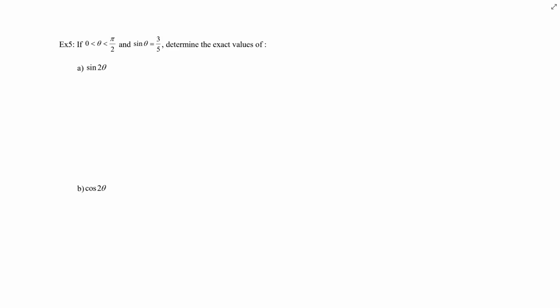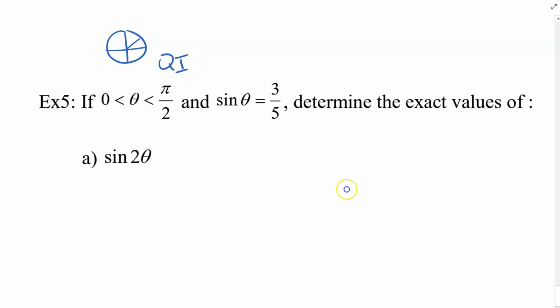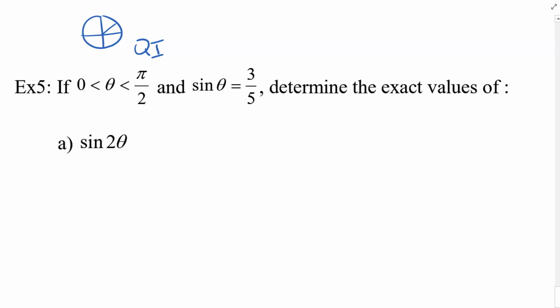All right, here we are on our final stretch, example 5. If theta is between 0 and pi over 2, and we're given what sine is there, I'm thinking, which quadrant is that? Let me just look at that first section. Between 0 and pi over 2. Oh, that would be quadrant 1. And sine theta equals 3 over 5. Determine the exact values for sine of 2 theta.